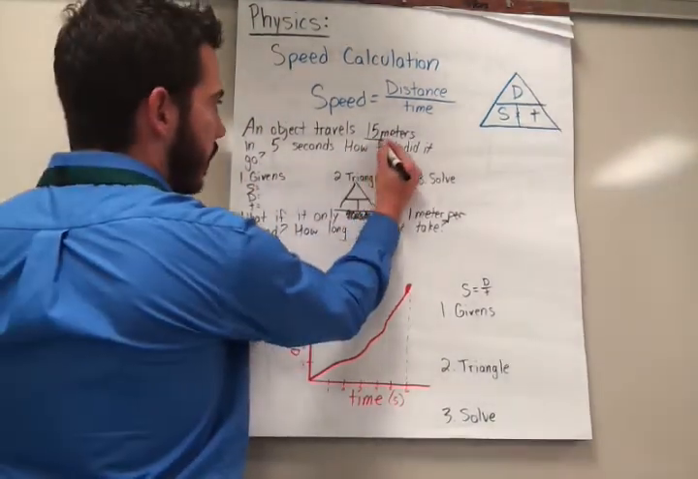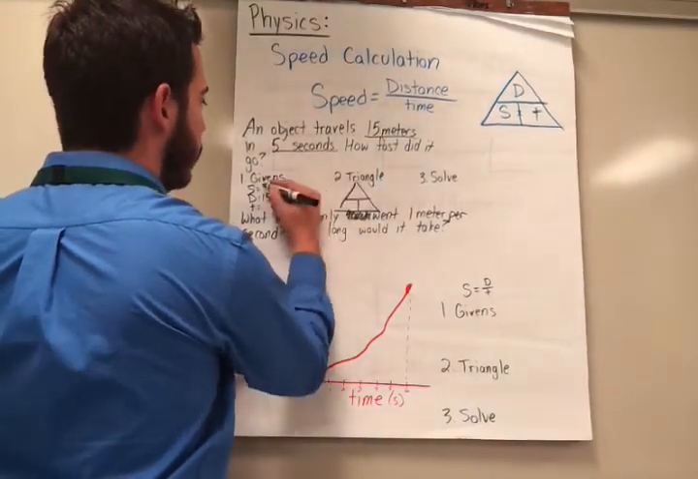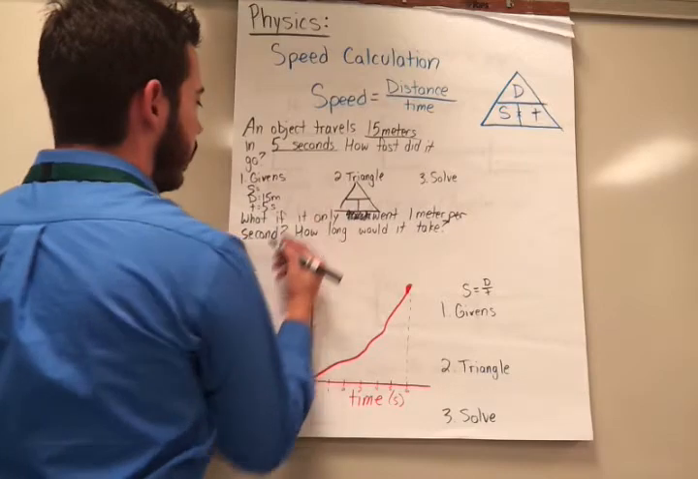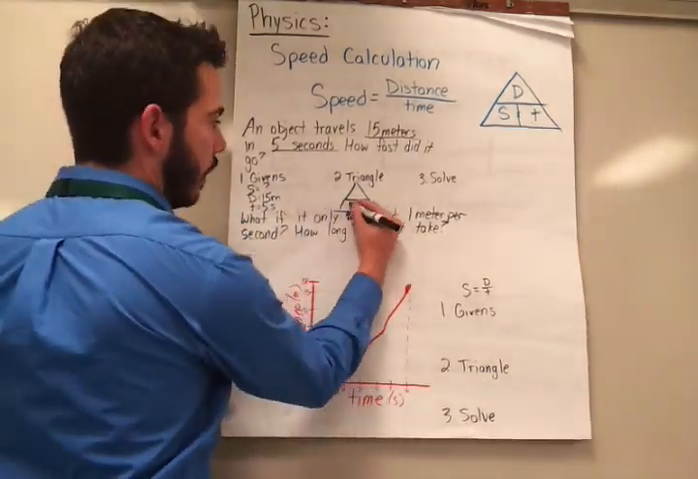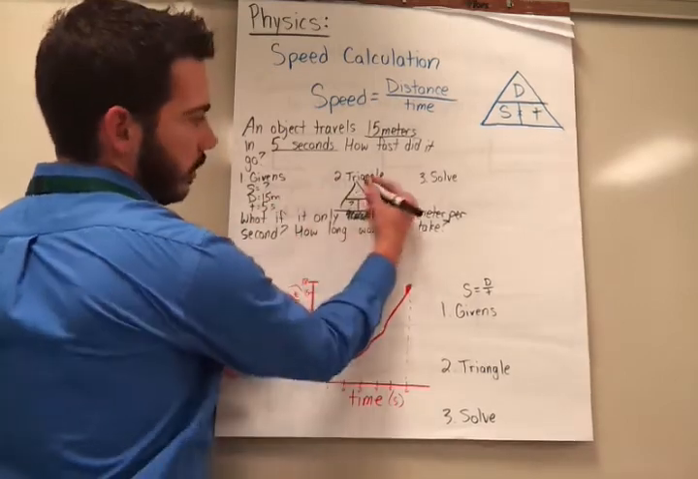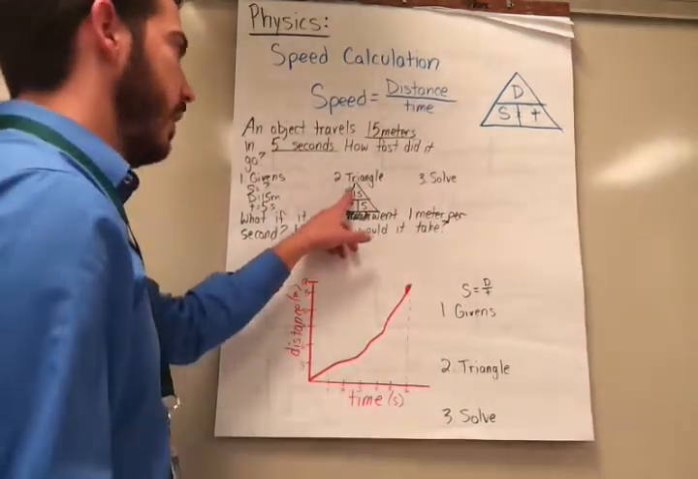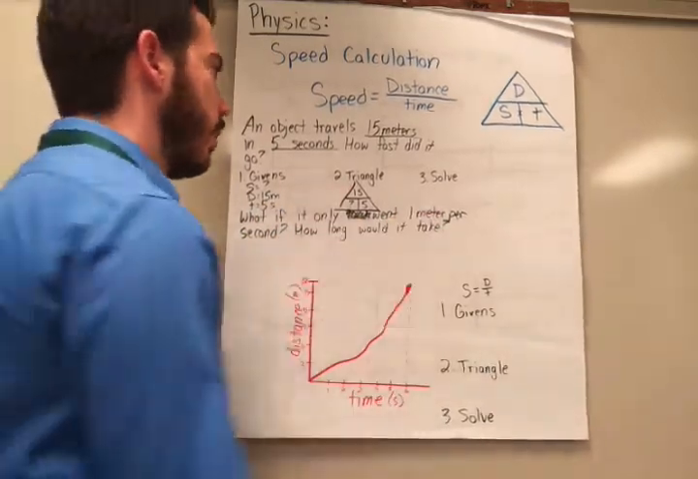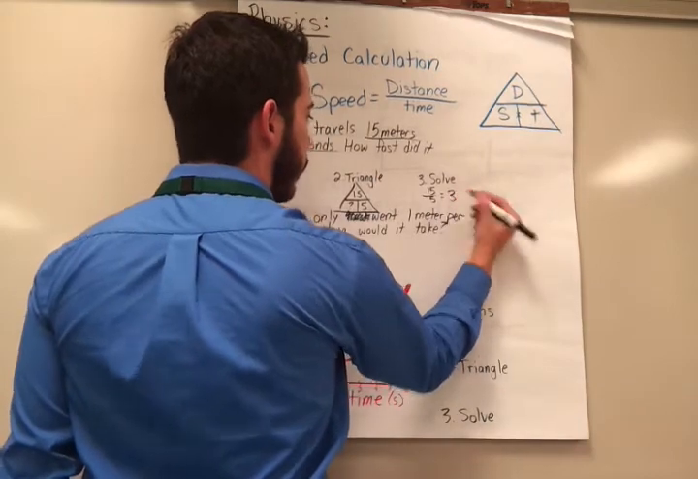We have 15 meters would be our distance. Time, 5 seconds. And then we're trying to find our speed. So we plug that into our triangle. We don't know what the speed is. We do know distance was 15. We know the time was 5. So the step 1 given, step 2 triangle, step 3 solve. 15 divided by 5 is equal to 3.